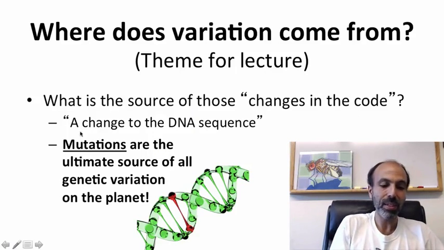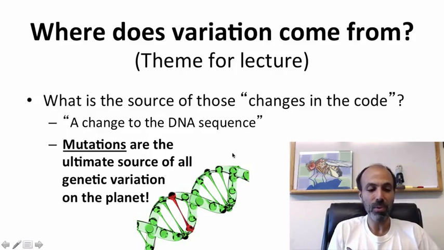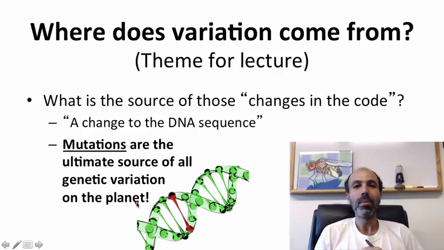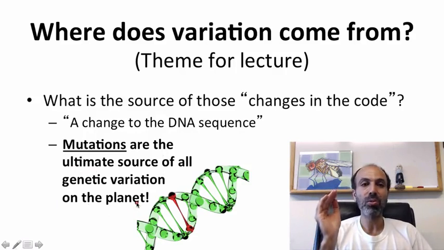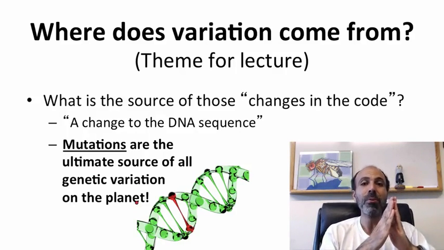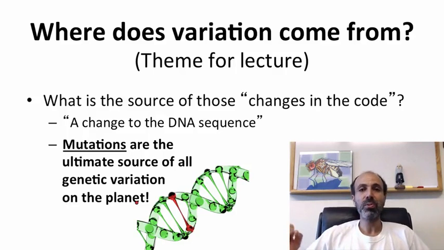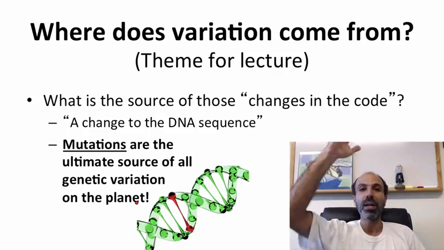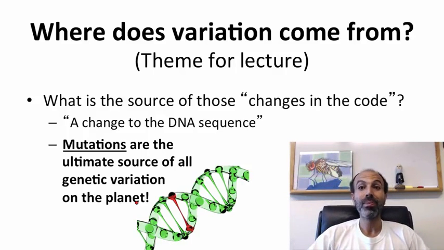Mutations are often defined in textbooks as a change to the DNA sequence, but very importantly, I'd like to emphasize they are the ultimate source of all genetic variation on the planet. Because again, if we have a single origin of life, which we do assume, a common ancestry of all existing life, then all the diversity we see has to have come from iterations of mutation from that original self-replicating form. Okay?